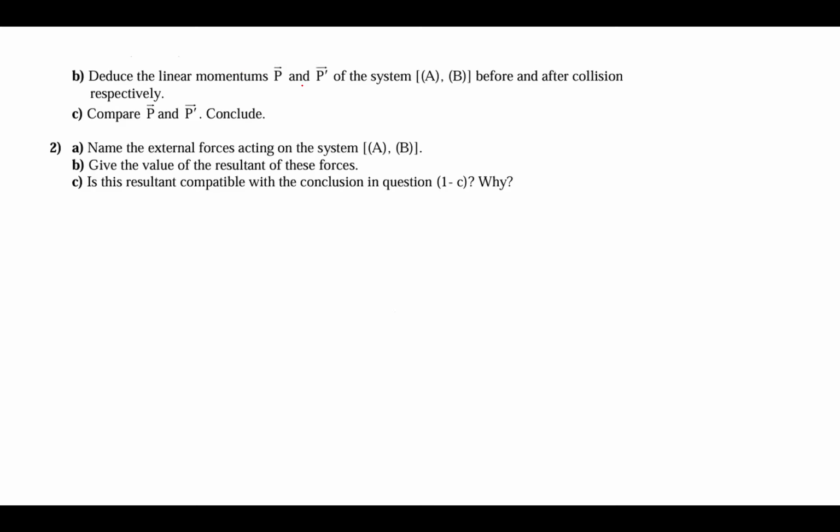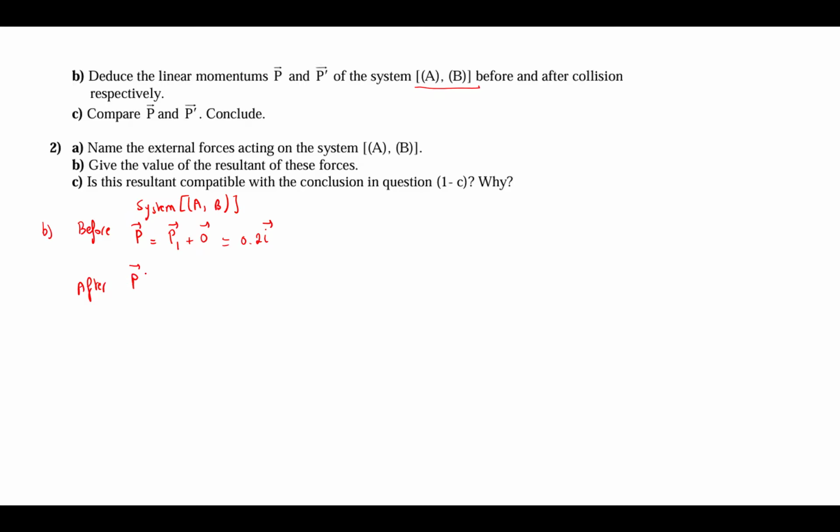Deduce the linear momentum P and P prime of the system A and B together before and after collision. So in the part B, I need first the before and second the after, but for the whole system. So the system now is A, B. Right. Before, I'll name it P. Before, A was named P1, but B didn't have any, so it was 0. So P is equal to P1 because B was at rest, which is equal to 0.2 I.